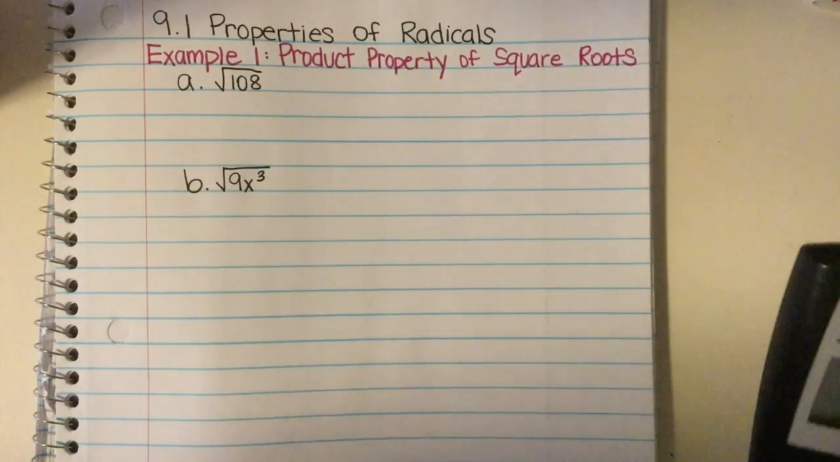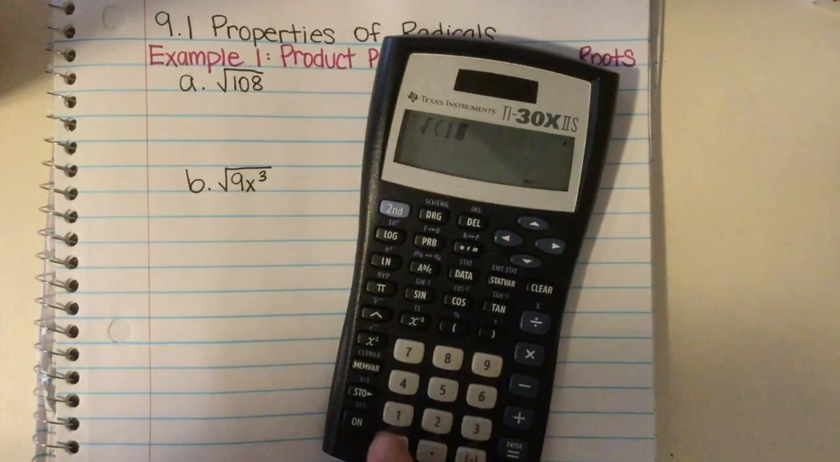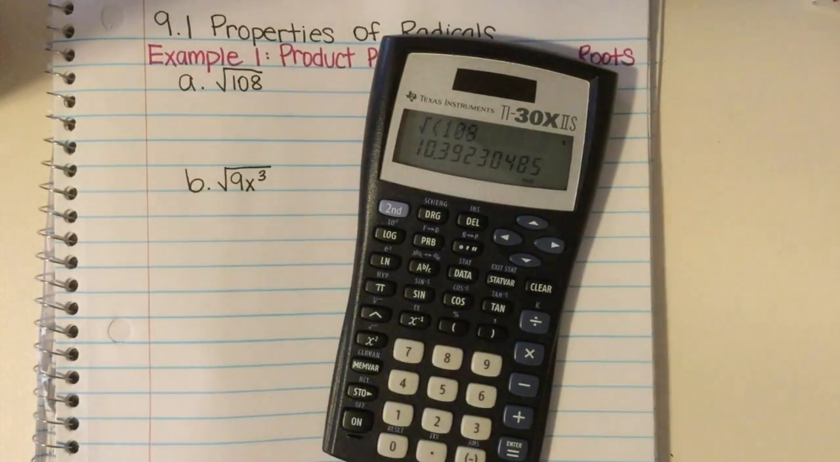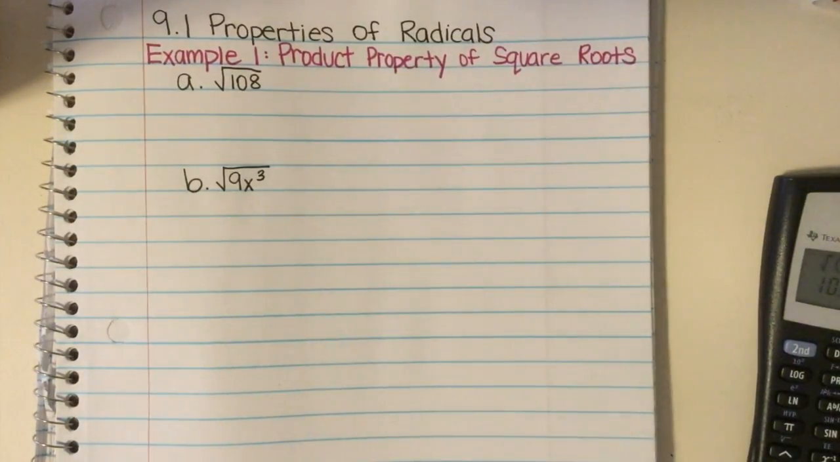The first thing I want to point out is that if I were to put this in my calculator to figure out the square root of 108, it's going to give me a very messy number. The reason is that the square root of 108 is an irrational number. There's no number that multiplied by itself is going to give us 108. So what we do instead is simplify the expression by pulling out factors that are perfect squares.